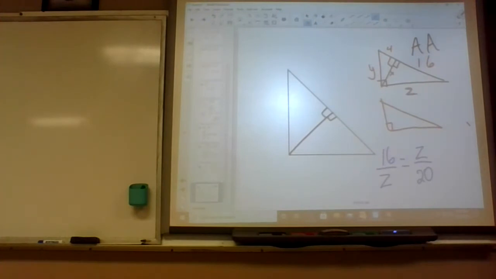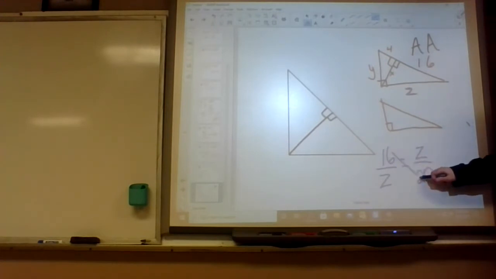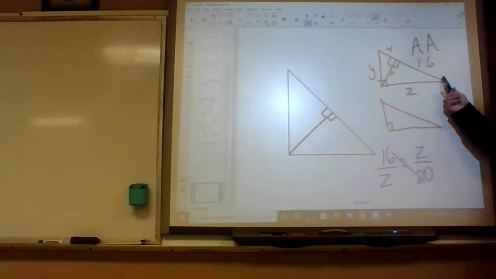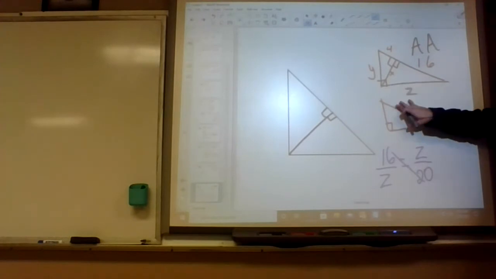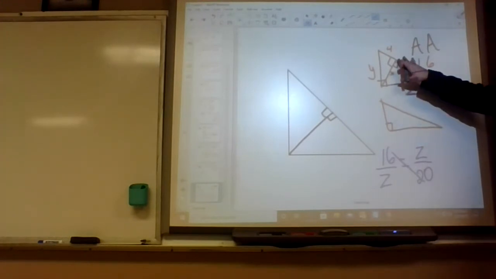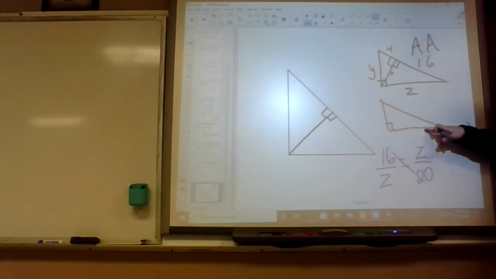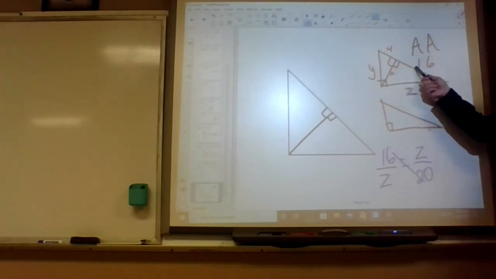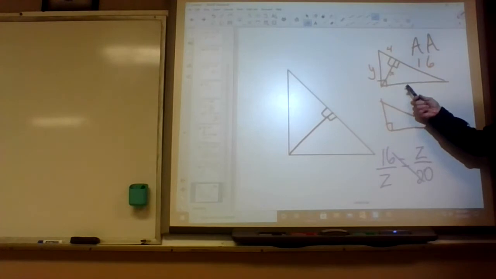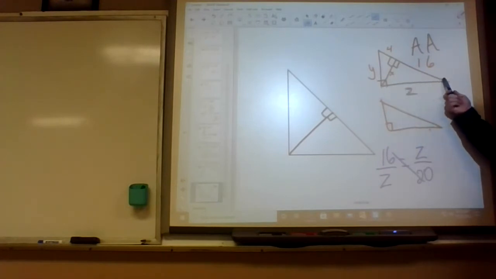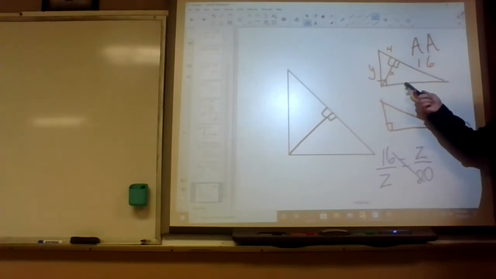How do we solve that? Cross multiply. 16 times 20. Did I lose you guys on that probably? So I know we did that, but it's 16 matches Z, how does 20? Okay. It's hard because they're overlapping. That's why I tried to separate it. But 16 is the long leg on the smaller triangle. This one right here. That is like Z on the big triangle. You guys see that?